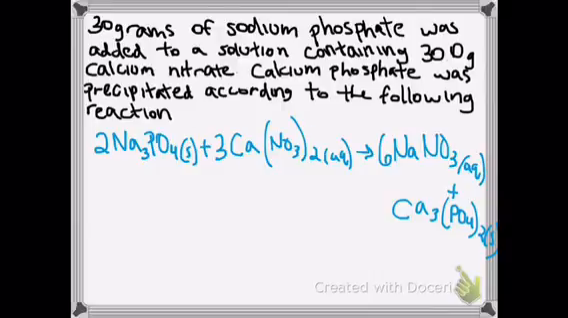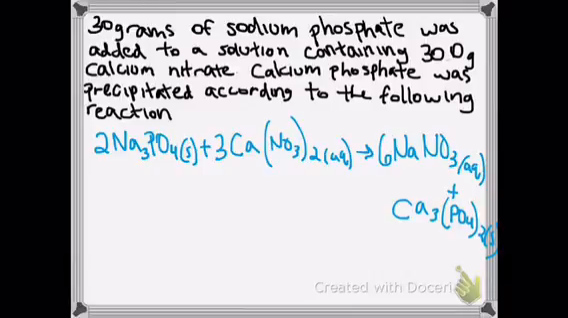Now we are going to do a percent yield problem, and we are going to do an example. The question says 30 grams of sodium phosphate was added to a solution containing 30 grams of calcium nitrate. Calcium phosphate was precipitated according to the following equation. The equation is below.